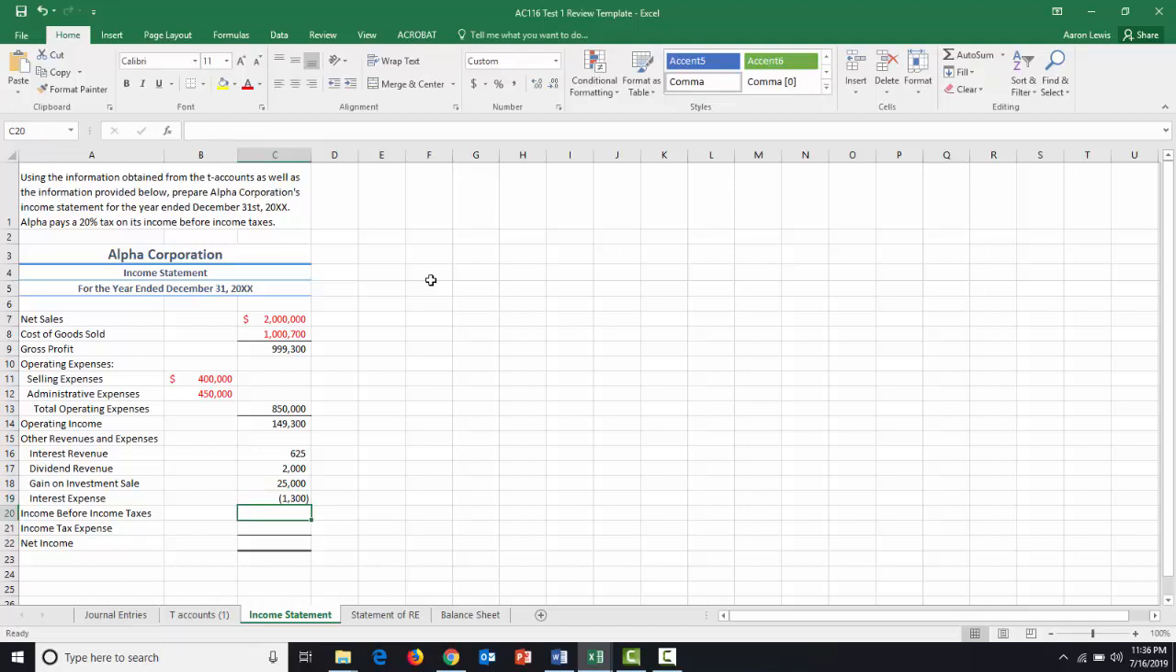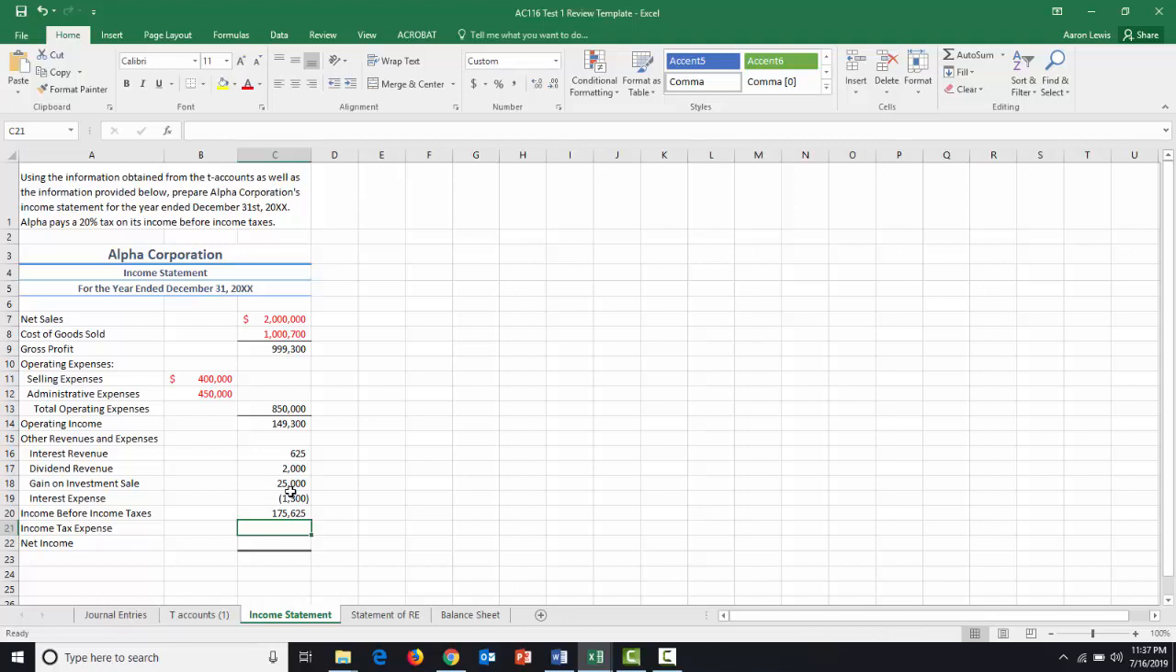So now we're going to have our income before income taxes. Well, what is that equal to? That is equal to our operating income plus the sum, open a parenthesis, of all of our others, as I will call them. Close the parenthesis, and we hit enter. We come up with $175,625 that Alpha Corporation had in income before they paid income taxes.